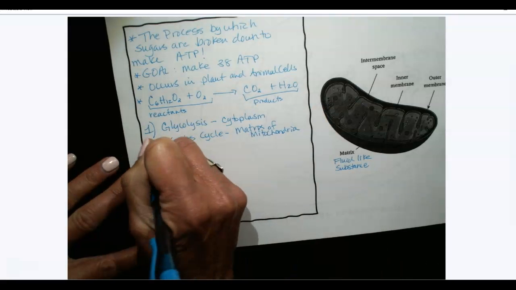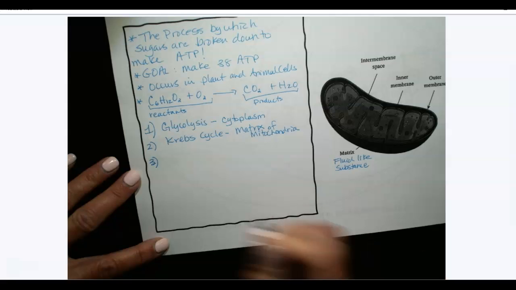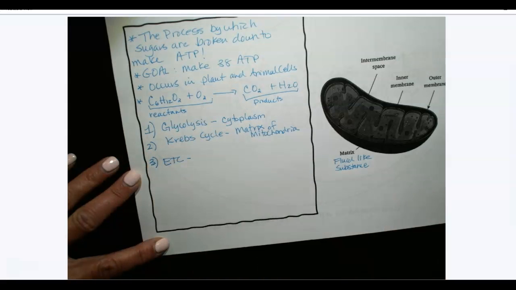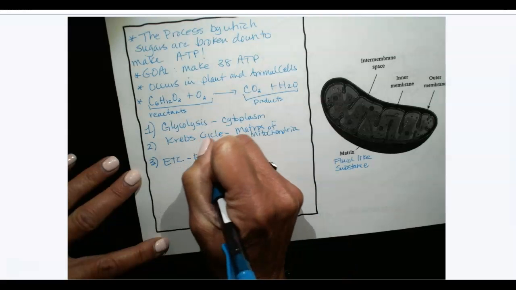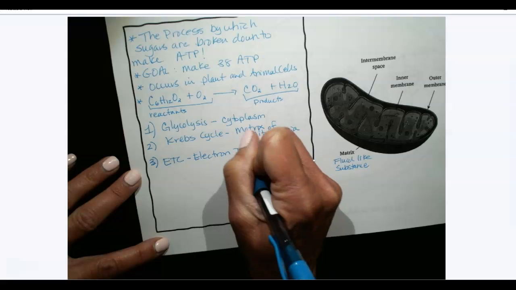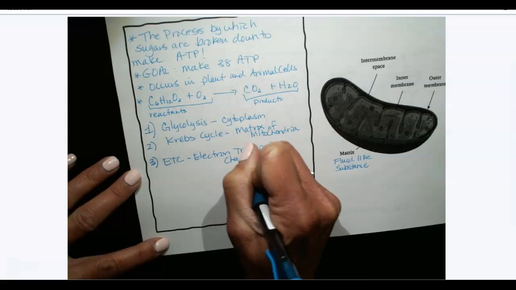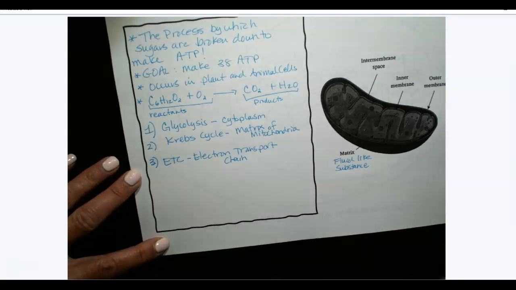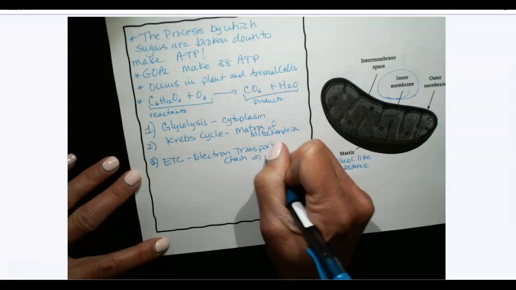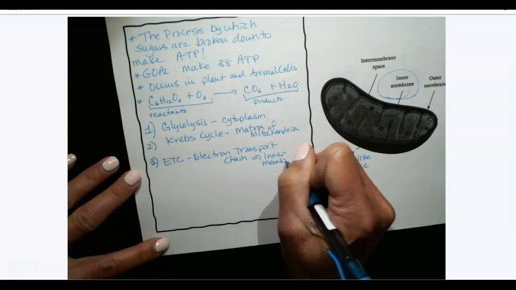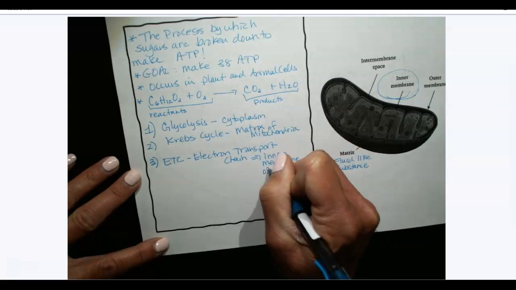And then our last step is called the ETC, or electron transport chain. You guys have already heard of this. The electron transport chain. And this occurs right here in the inner membrane. So I'm going to put inner membrane of mitochondria.